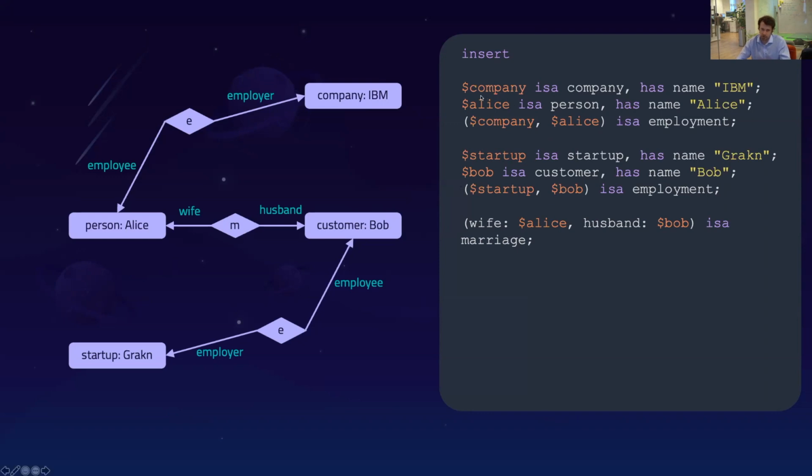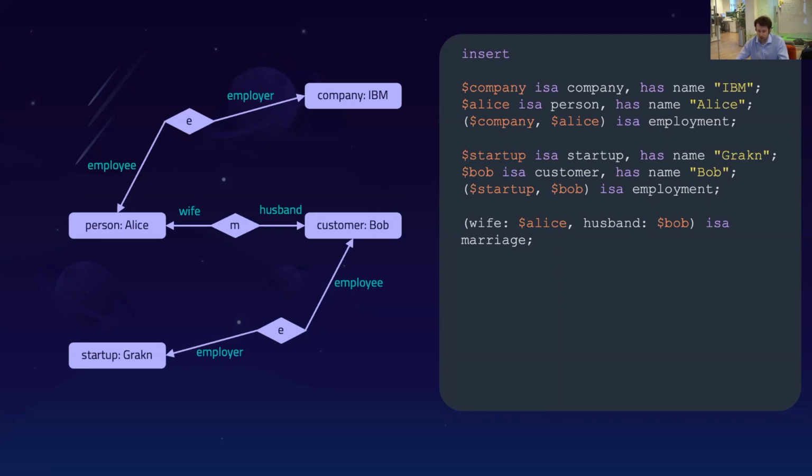Now, to do that, we first have the concept of a variable, which is denoted by this $ sign. We say that this variable company, which is assigned to this entity type company, has name IBM. Alice has name Alice. And then we say that Alice and company are in an employment relation. We then also say that startup is connected to a customer in an employment relation. And Alice, who is a person, and Bob, who is a customer, are in a marriage relation. Now, again, note that we didn't explicitly allow customers to be employed by startups. But because startup inherits the ability to play the role of employer, that is allowed instead of having to explicitly define that.